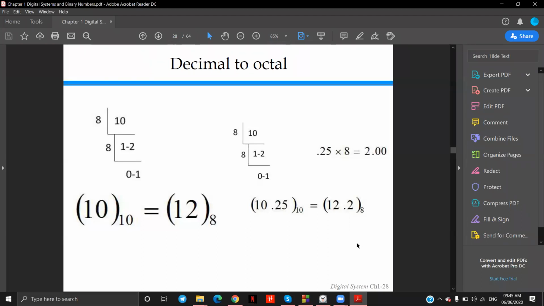Similarly, if you want to convert decimal to the hexadecimal number system, or decimal to base 3 or base 5, the integer portion will be divided by base 16, base 3, base 8 or base 5, and the fraction portion will be multiplied by base 16, base 3, base 8 or base 5. That is the case.